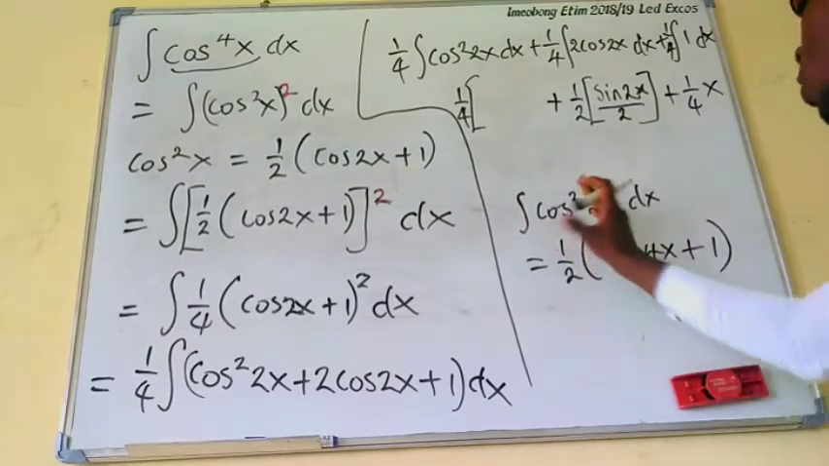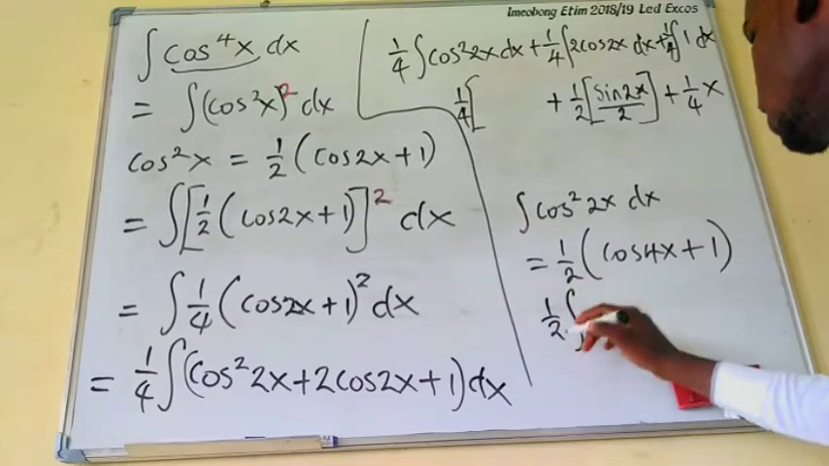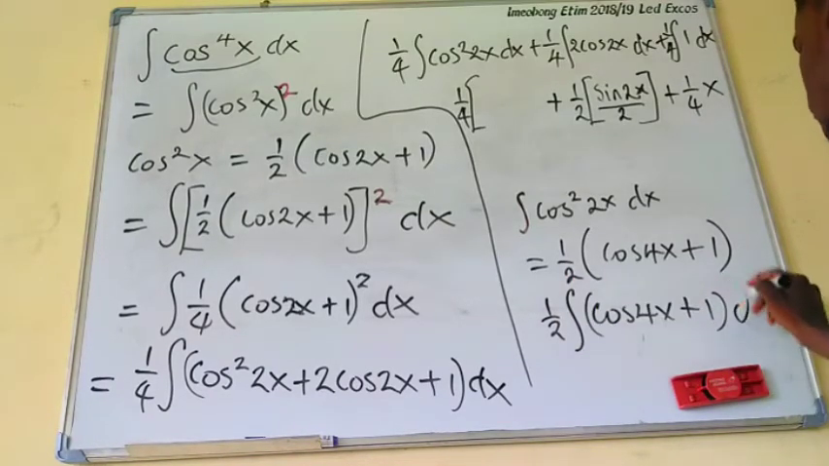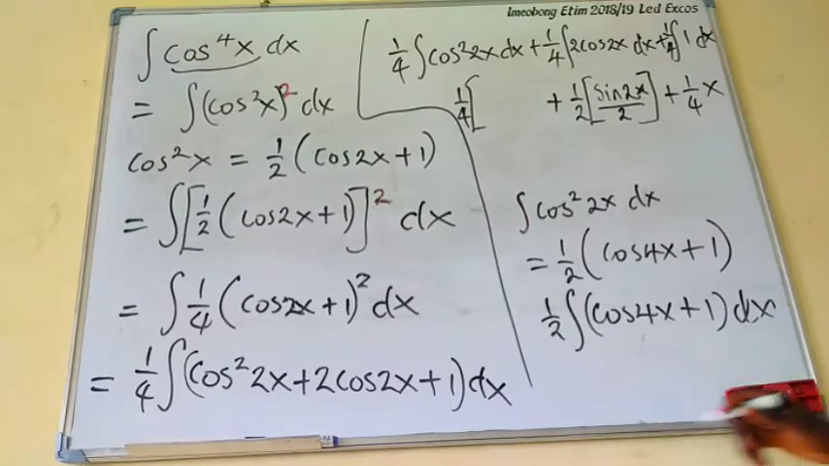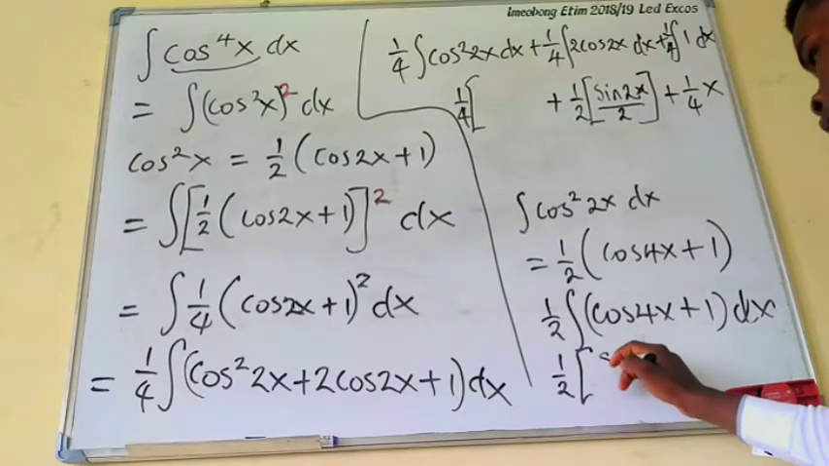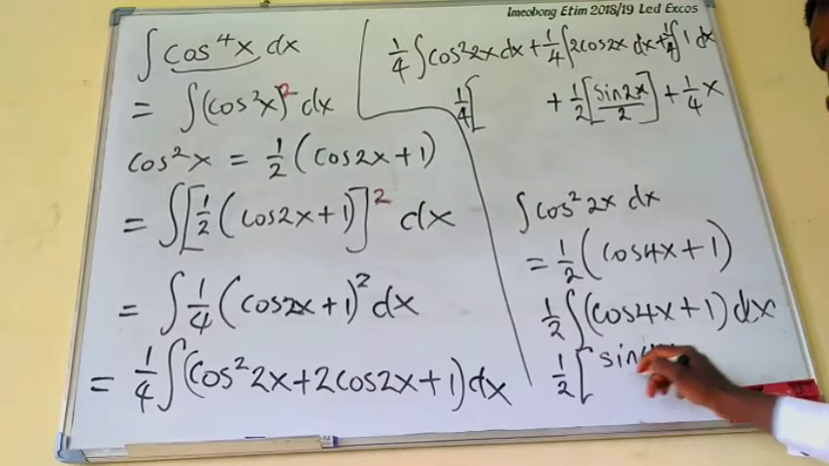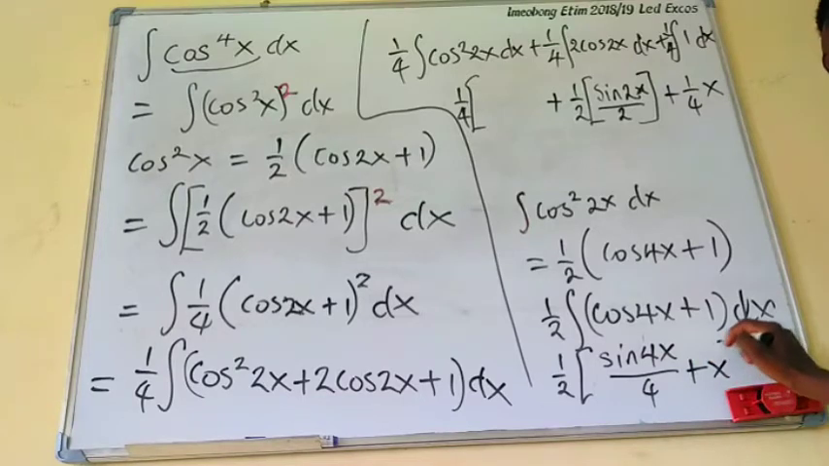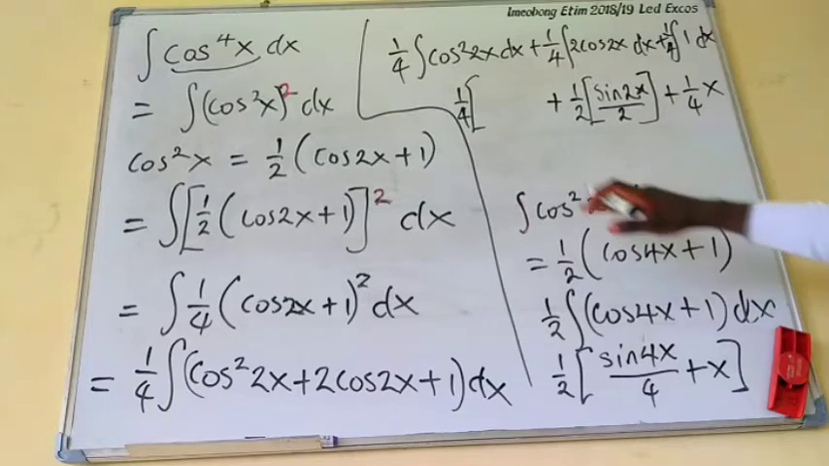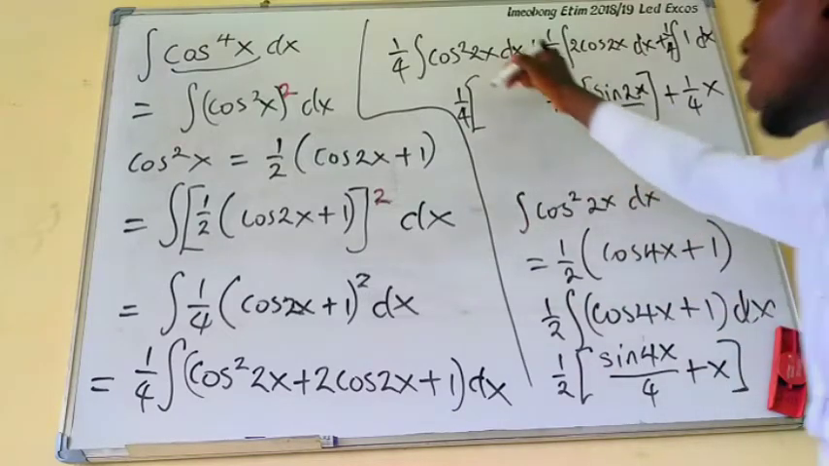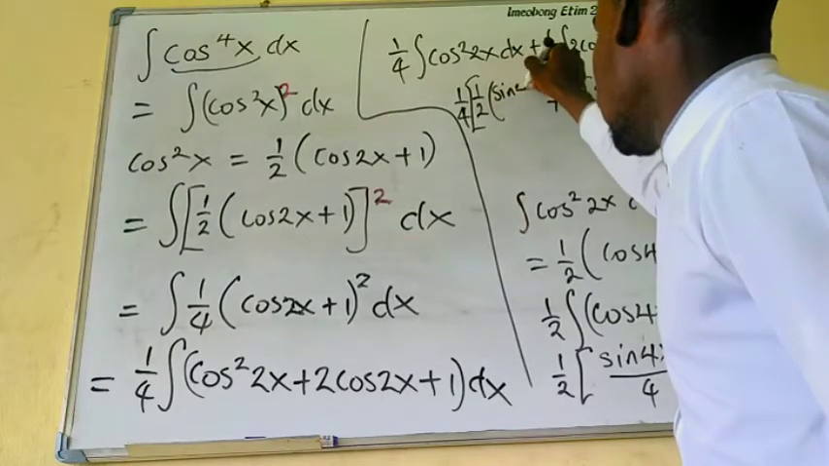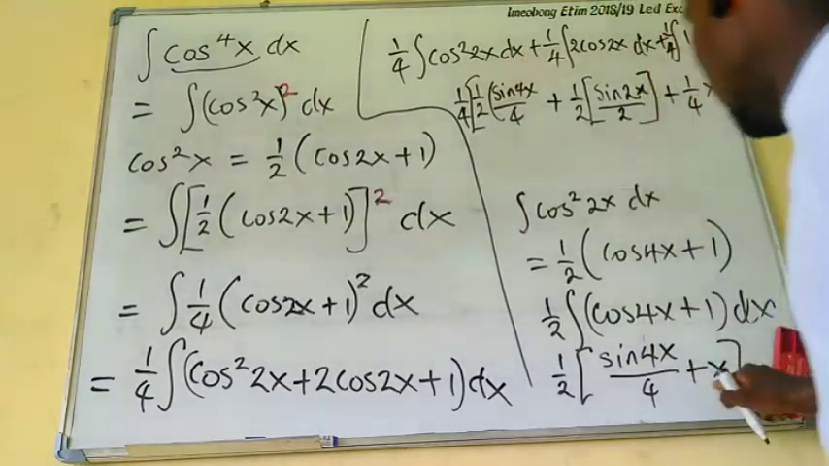So from here we can just put this back. We're going to have 1 over 2, then the integral of cosine of 4x, then plus 1, and just put down the dx. By integrating this, we're going to have 1 over 2, then the integral of cosine 4x is going to give us sine of 4x over 4, then plus x, and like this, we are just there. So the whole of this, we're going to plug it in right here, and we're going to have 1 over 4 times 1 over 2 times sine of 4x over 4, then plus x.